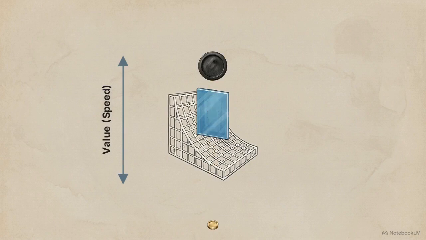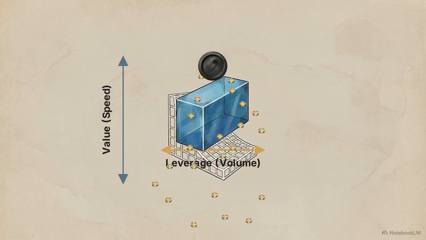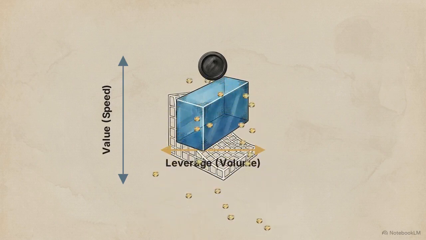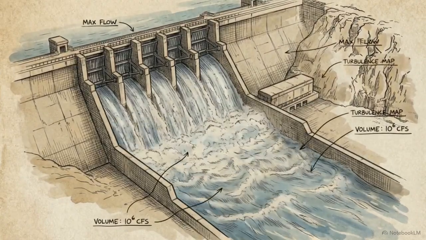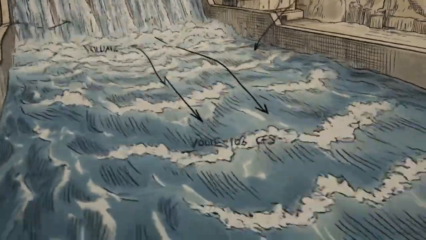A highly skilled surgeon operating on one patient at a time has massive value, but zero leverage. If that same surgeon develops a medical device used in 1 million procedures simultaneously, they have widened the channel. Value dictates the speed of the current. Leverage determines the sheer volume of resources the system can handle at once.